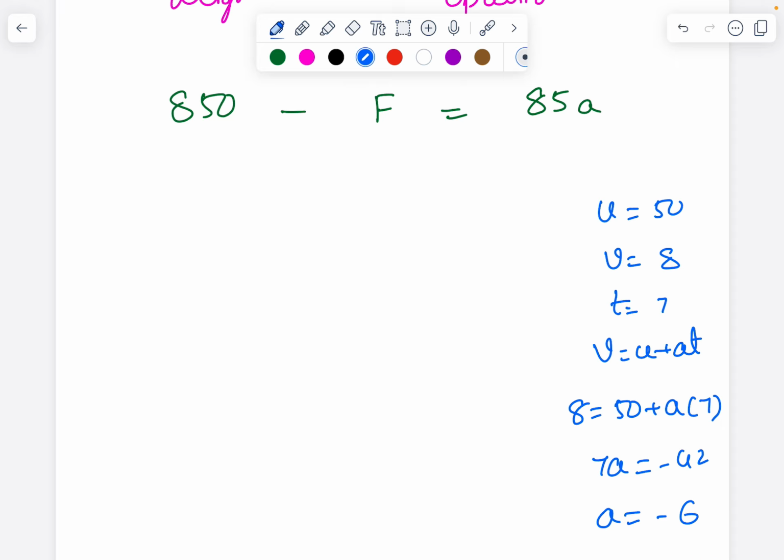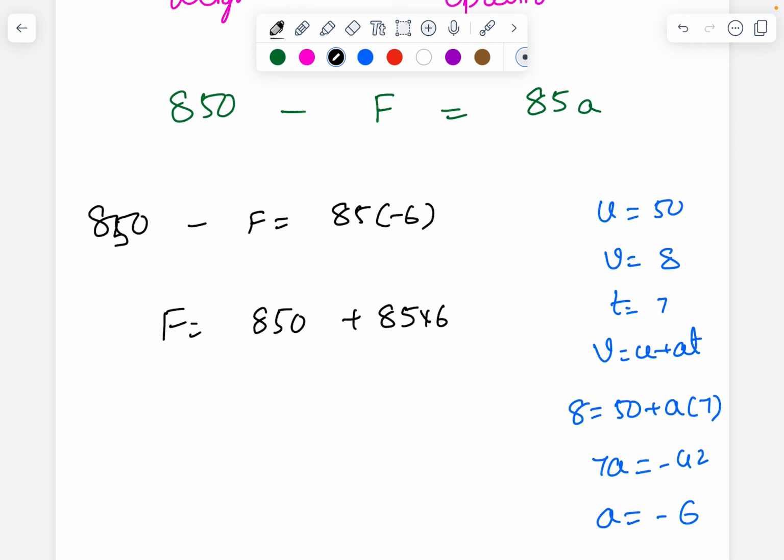So from there, if I plug in, 850 minus F equals 85 times minus 6. So F is going to be 850 plus 85 times 6, which is going to be 1360 newtons. That's going to be the answer.